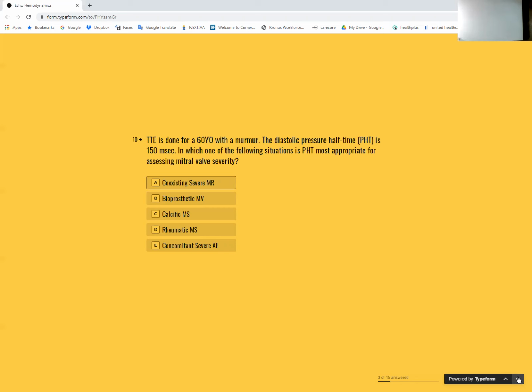In which case would you expect to have a normal LV for the most part? Severe MR? No. Well, let's go to the other case. So severe AI? No, right? Bioprosthetic mitral valve?